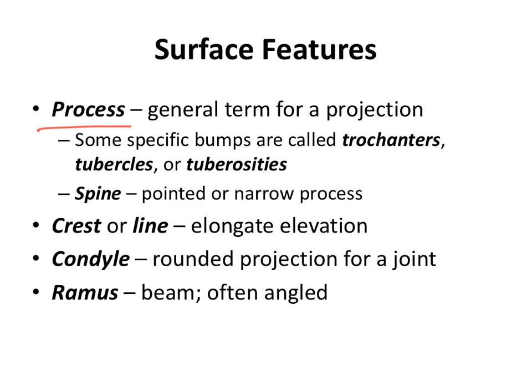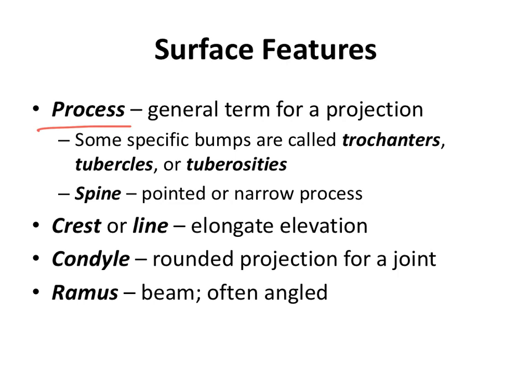Sometimes, if it is long and narrow, it may be called a spine. If it is more elongate, we could say a crest. So if you run your finger along the bony hip, that's the iliac crest. It may be a line if it's a little bit more subtle. Condyle is a term for when the projection is kind of round, and these are often used to make a joint. For example, the occipital condyles on the base of the skull that are connecting to the first cervical vertebra, the atlas. Or the mandibular condyle on the mandible that fits into a groove on the temporal bone and makes the jaw joint.